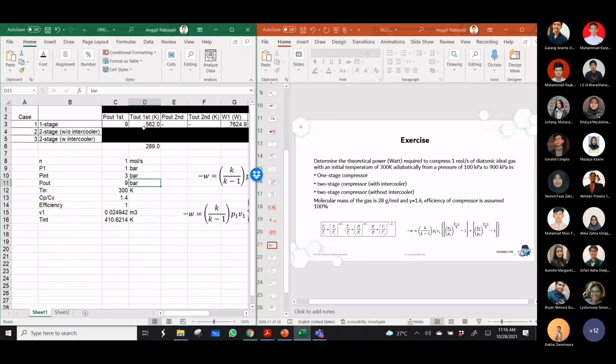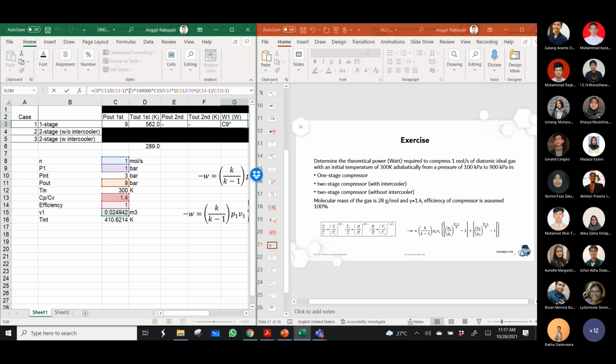So again, when we need to know the duty, then that's the mole rate. This part should be gamma per gamma minus 1, Cp per Cv. And then what we have over here should be the P1 V1. C9 is P1 times 100,000 to become Pascal, times V1. Efficiency is 1 over here.